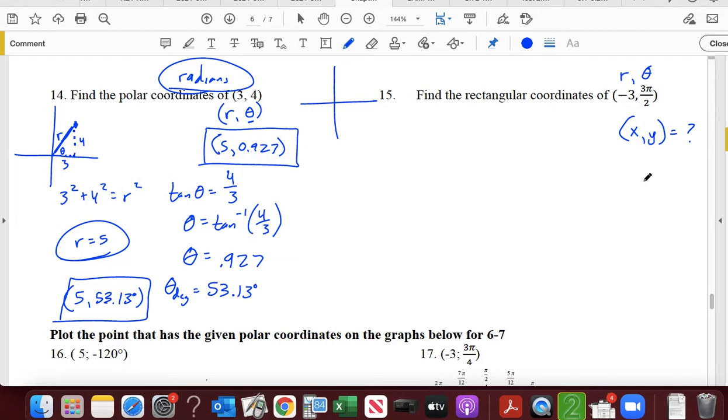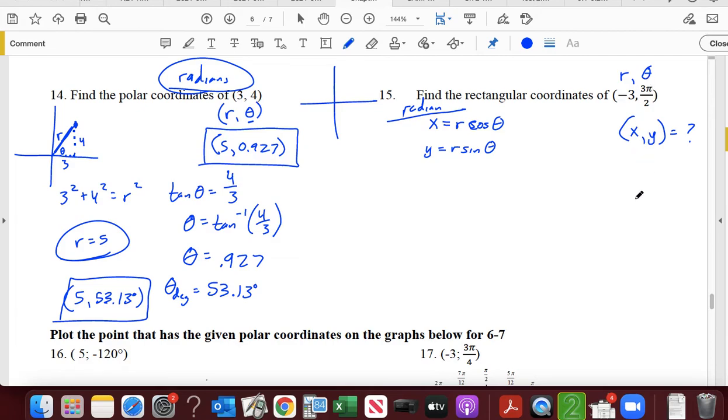So there's a couple ways to do this actually. You can use the simple formula, x equals r cosine theta and y equals r sine theta. If you're in radian mode, you can do that. Now, I prefer a more logical method that allows us to have some confirmation of where we are.